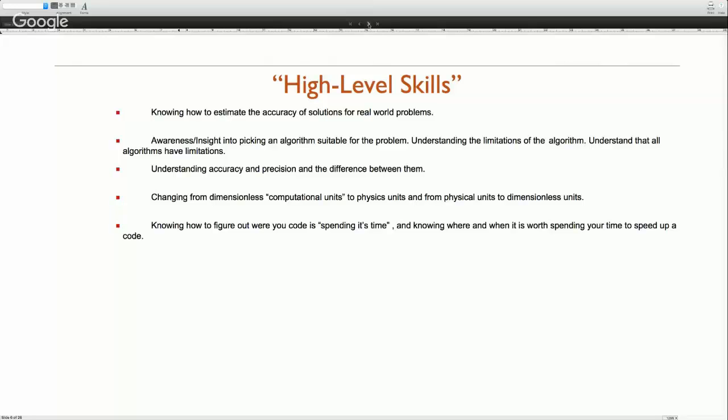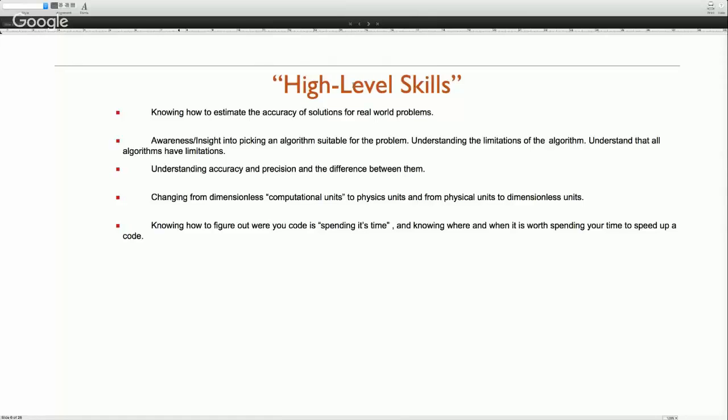And along with this, I think we want to teach certain high-level skills, such as how to estimate the accuracy of a solution in a real world problem, and an awareness of picking an algorithm suitable for the problem, and also understanding that all algorithms have limitations. And I often hear students complain that the stuff is broken. And actually, it's just that they've picked the wrong algorithm, and they should be thinking about that rather than complaining about the algorithm.